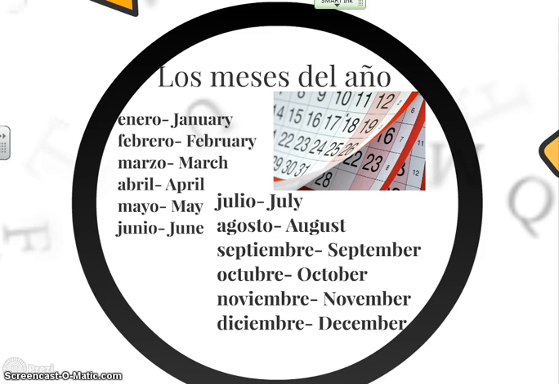Los meses del año are the months of the year. Starting out, we have enero. Again, notice that these are not capitalized, and Spanish speakers don't capitalize months of the year as well. Enero, febrero, marzo, abril, mayo, junio, julio. Notice J's are pronounced more similar to H's in English.